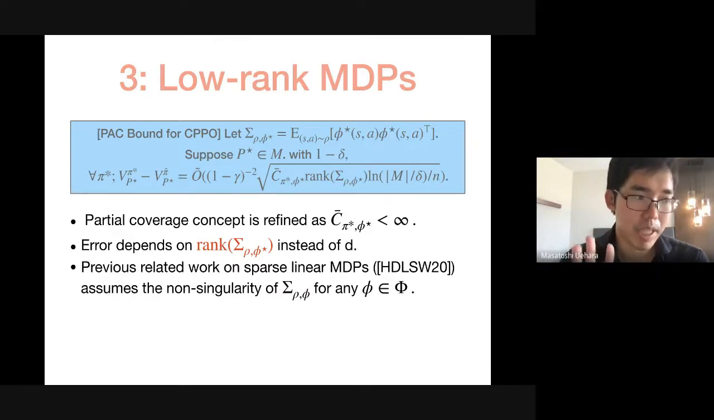There are several online RL papers on low rank MDPs, but in these papers the error includes D. Here, D can be replaced with the rank of the covariance matrix. So that's very good. Also, there are previous related works on sparse linear MDPs, written by Botel, and I think Chava is also an author. But I would say that our result does not imply their result, and their result also does not imply ours, because in my understanding they assume the non-singularity of any feature covariance matrix for phi in some sense. So that's the difference.